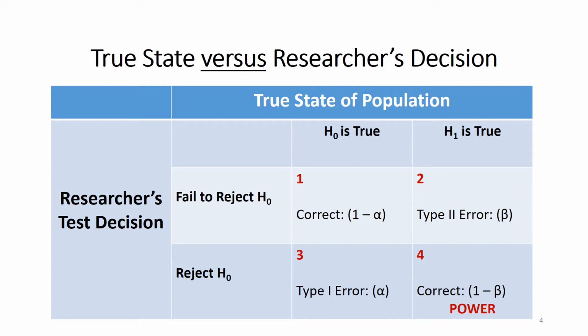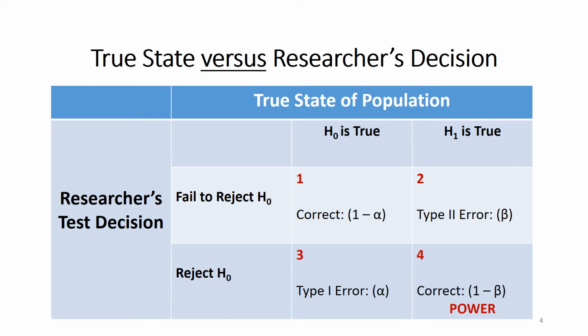A type 2 error is when we as researchers fail to reject the null hypothesis. We conclude there's no effect, no difference. But in fact, if we look at the true state of the population, H1 was true. H1 means there was an effect, there was a difference. But we failed to detect that, and we missed out on an opportunity, and that's a type 2 error.